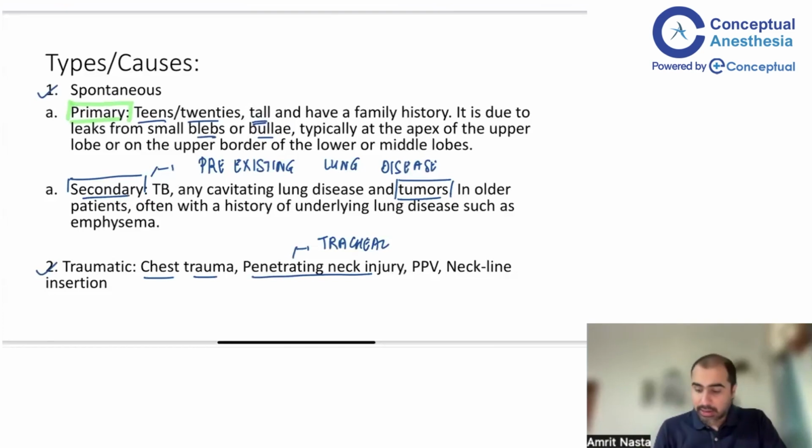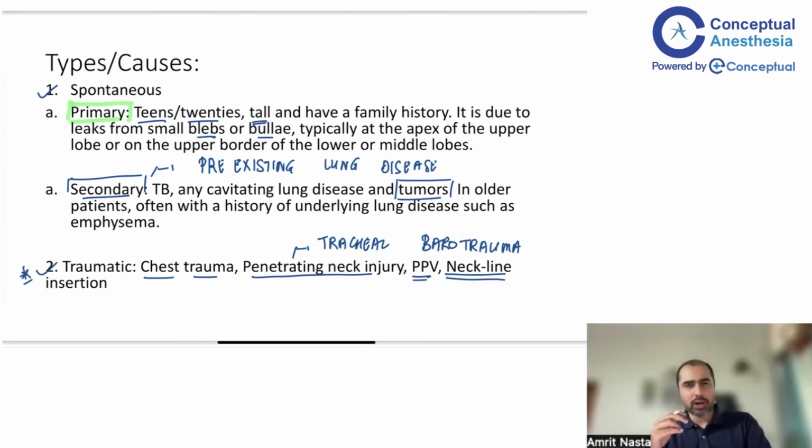As anesthetists, you are going to see people in whom you insert a neckline. So when you are putting the neckline, if you don't put it USG guided, you may puncture the apical pleura and the air can enter into the pleural space. Positive pressure ventilation, also known as barotrauma. These are some of the causes of traumatic pneumothorax, right? So traumatic are what we see in surgical practice, spontaneous are what are usually seen in medical practice, right?